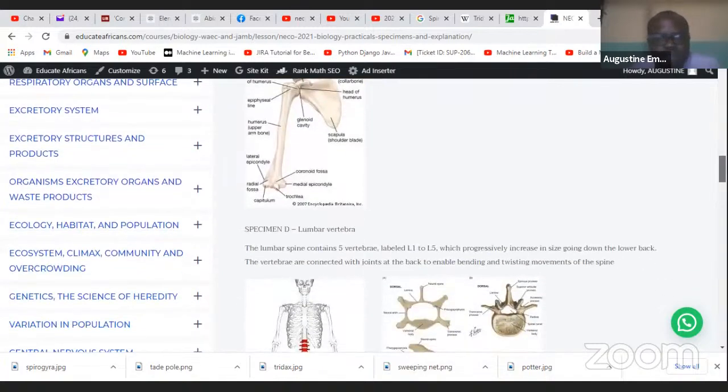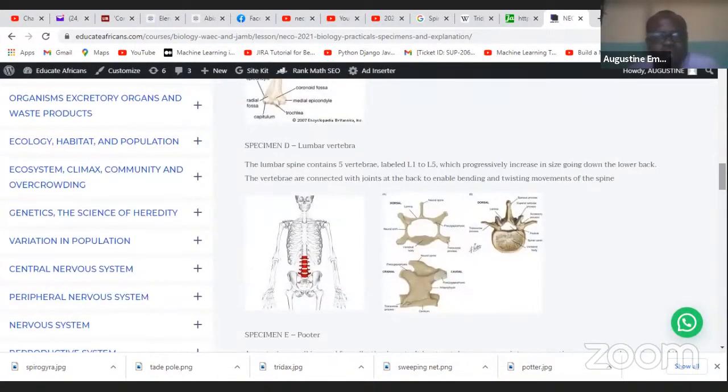So you see that. Now we'll talk about the lumbar vertebrae, very important. The lumbar spine consists of 5 vertebrae.